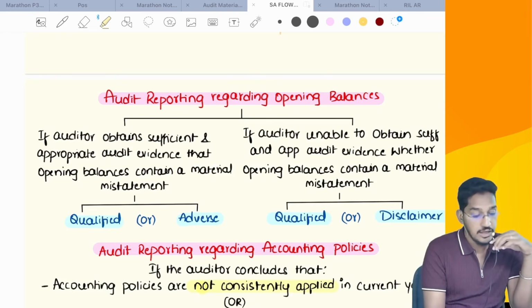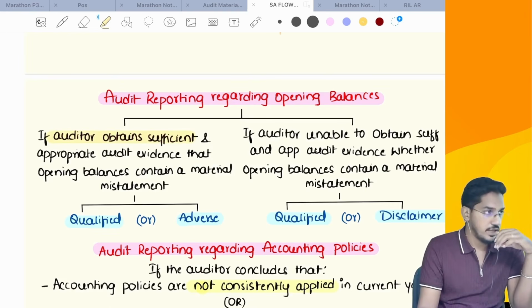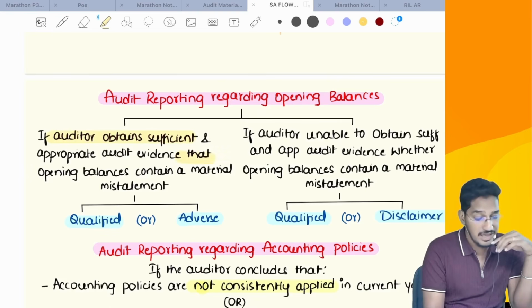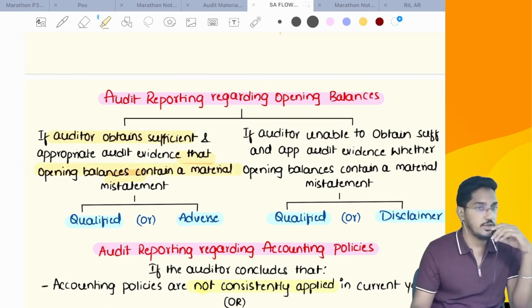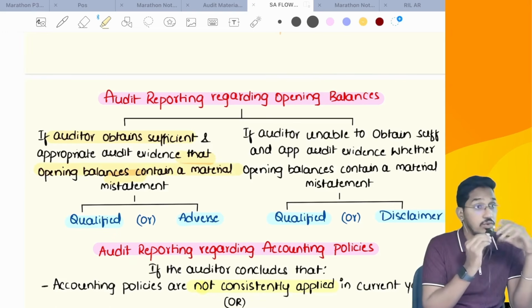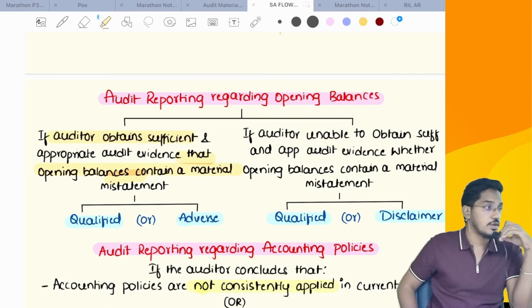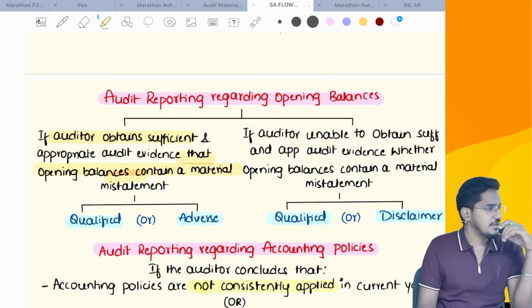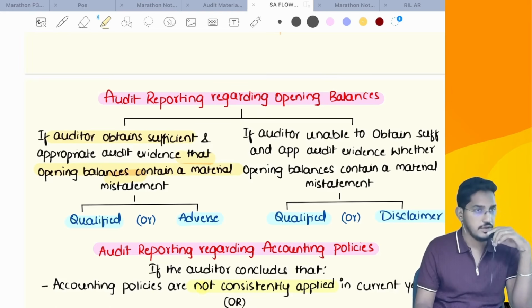On the other hand, if you obtain sufficient and appropriate audit evidence that opening balances contain a material misstatement, having performed all the audit procedures we have told you till now, and you concluded that opening balances contain a material misstatement, then what will you do? Then you have to modify. Which modification? Either qualified or adverse. If it is only material but not pervasive, qualified. If it is material and also pervasive, adverse.